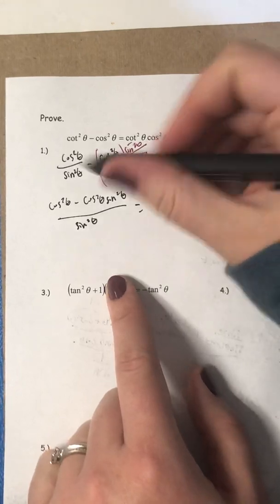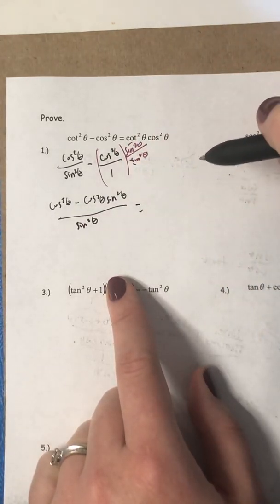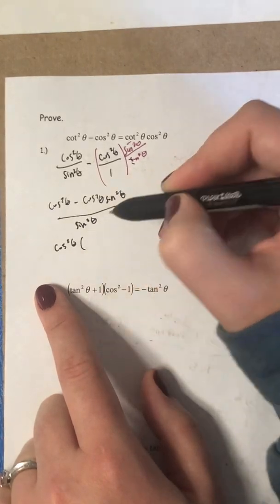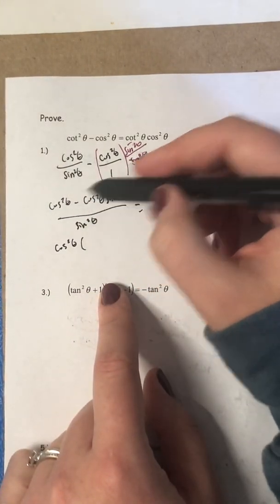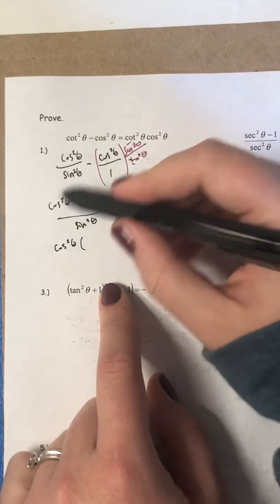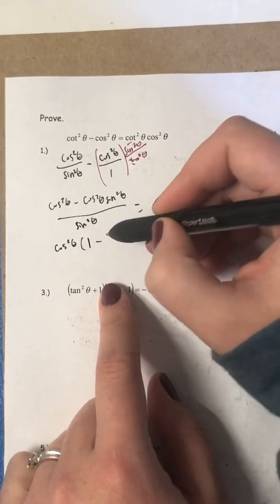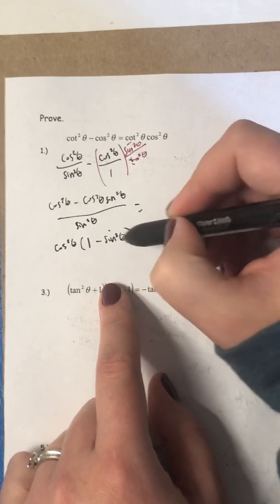So as I'm doing this, I notice, what do each of these terms have in common? Well, both of them have a cosine squared theta in common. Then what's left over if I divide each of these terms, which is what factoring is, right? Divide each of these terms by cosine squared theta. So I'm left with 1 here, and then I'm left with sine squared here.